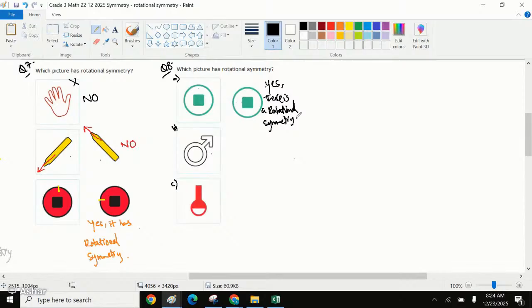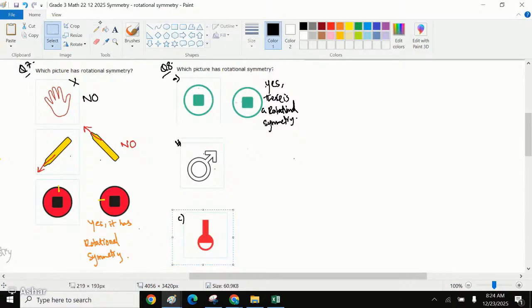Let's try the next option, part B. Do we have a rotational symmetry? If we copy the shape and we try to rotate it, let's suppose we rotate left 90, they do not look the same. So we write there is no rotational symmetry, because they are not exactly the same. Yes, option A only has a rotational symmetry.